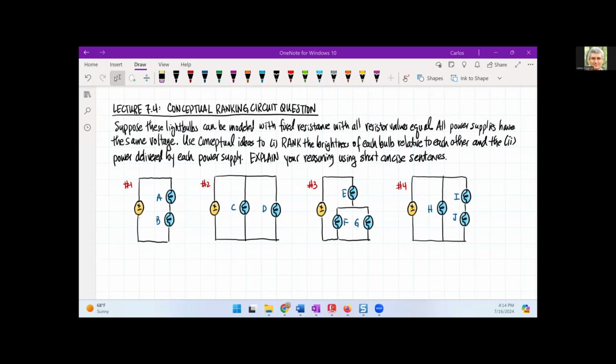Lecture 7.4, Conceptual Ranking, Circuit Question. Suppose these light bulbs can be modeled with fixed resistance with all resistor values being equal. All power supplies have the same voltage. Use conceptual ideas to rank the brightness of each bulb relative to each other, and the power delivered by each power supply. Explain your reasoning using short, concise sentences.